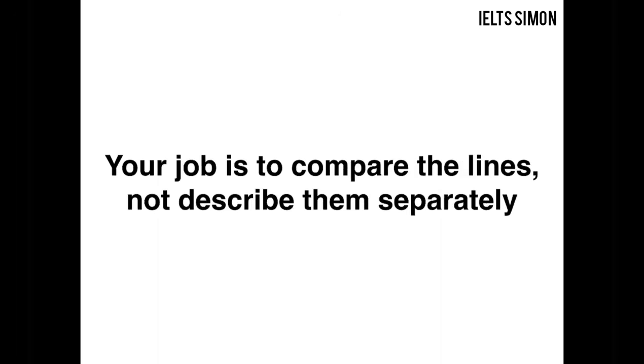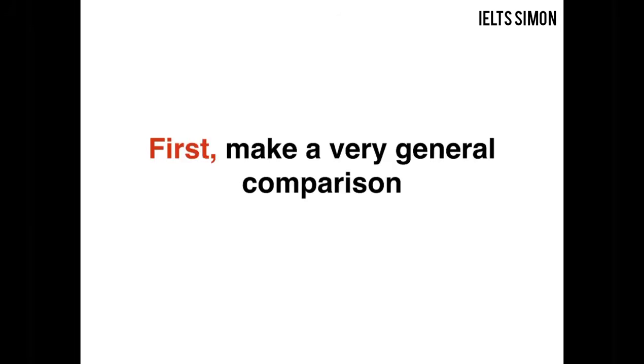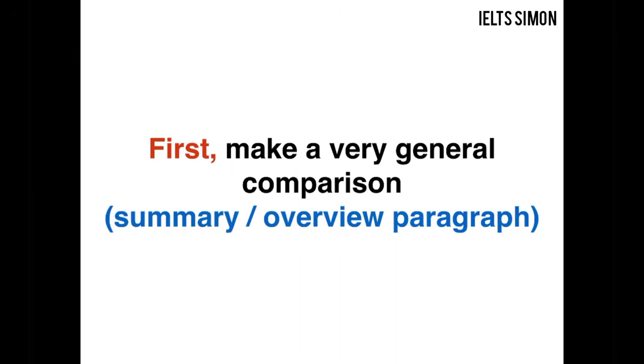And your job is to compare the lines, not to describe them separately. Do not write a separate paragraph about each of the lines. Make sure you compare them. And there's 2 types of comparison that you need to make. First, make a very general comparison of the lines on the graph, the information. This is for your summary or overview paragraph.